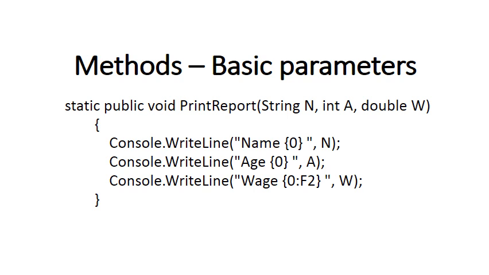In this video, I just want to look at a few basics regarding the parameters of methods. The first method we have here is a method that simply prints a report, and it takes as input a person's name, the person's age, and the person's wage. So it's three input parameters or default parameters, and it prints name, age, and wage.